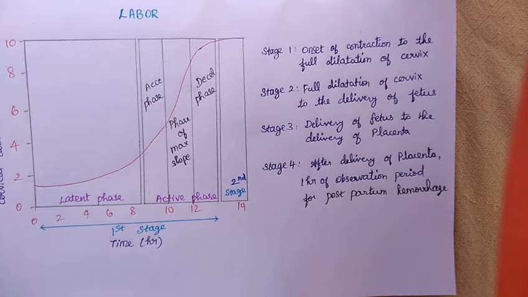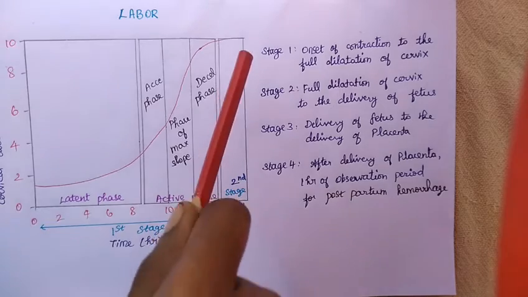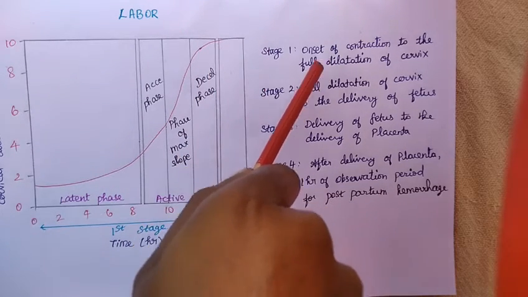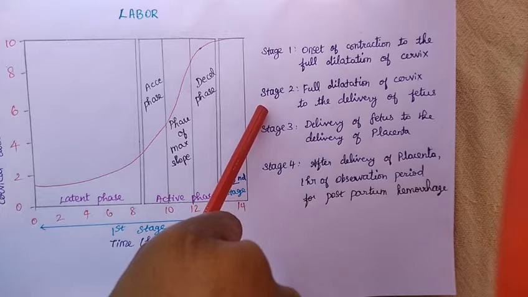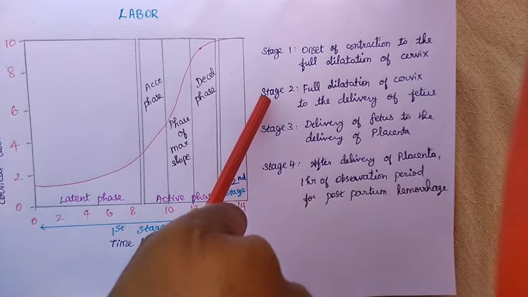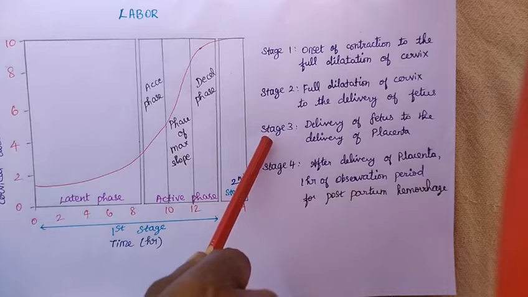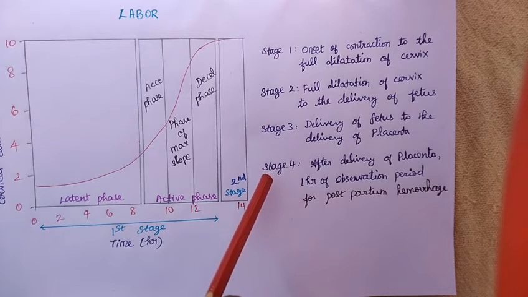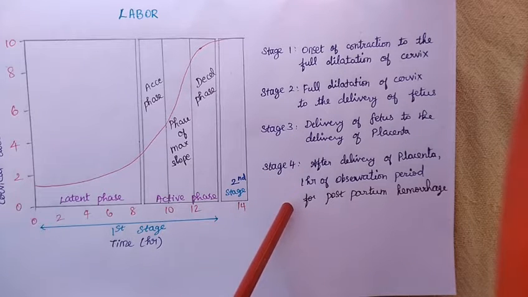The first three stages regard the labor, and stage 4 is the observation after delivery. Stage 1 is the onset of contraction to the full dilatation of cervix, and stage 2 is the full dilatation of cervix to the delivery of fetus. Stage 3 is the delivery of fetus to the delivery of placenta, and stage 4, after delivery of placenta, is a 1 hour observation period for postpartum hemorrhage.